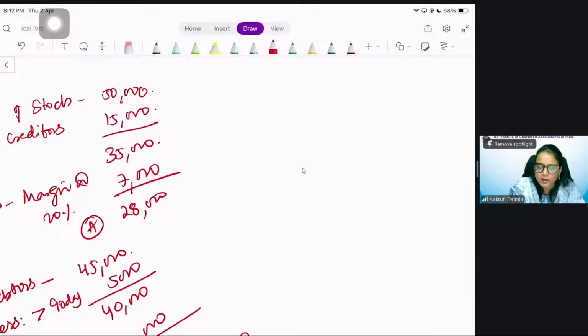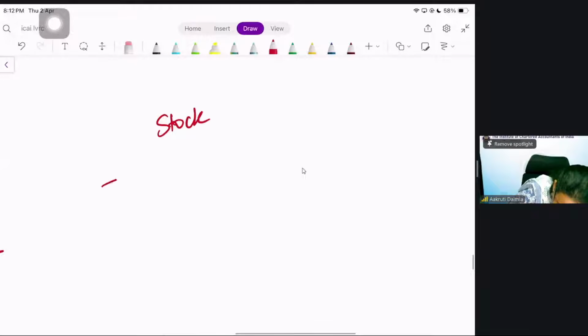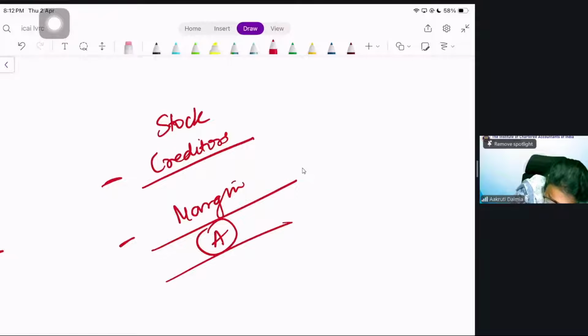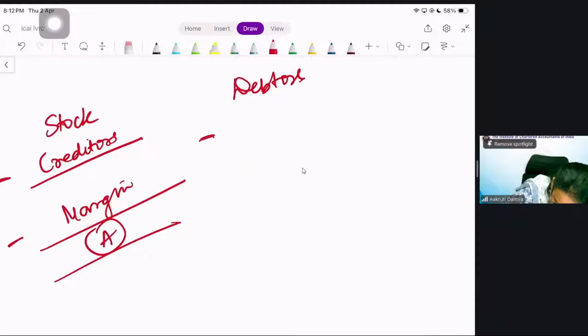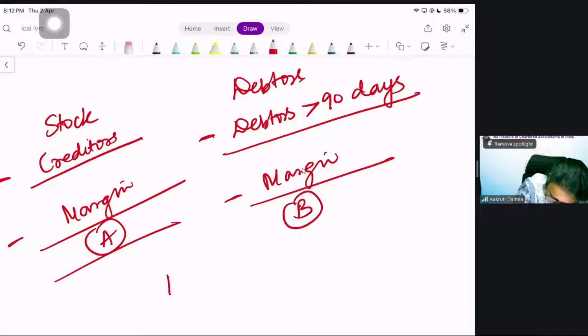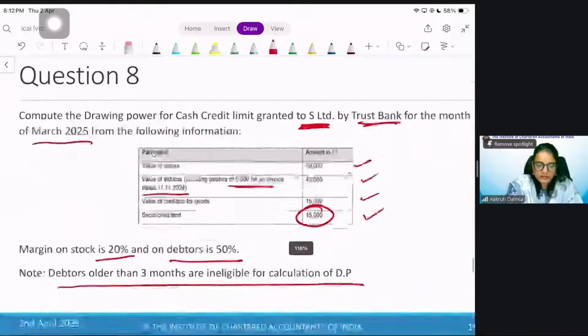Again, I am repeating. Stock minus creditors minus margin, A. Debtors minus debtors greater than 90 days, minus margin, B. DP will be A plus B. Understood? इतना clear है? अब I'll take Astha's 2 questions.